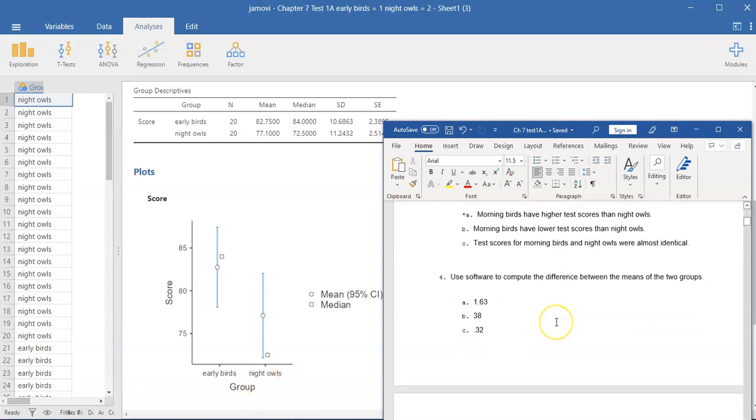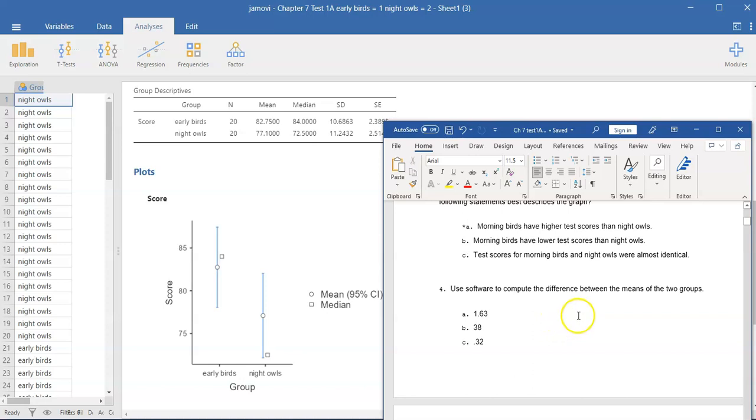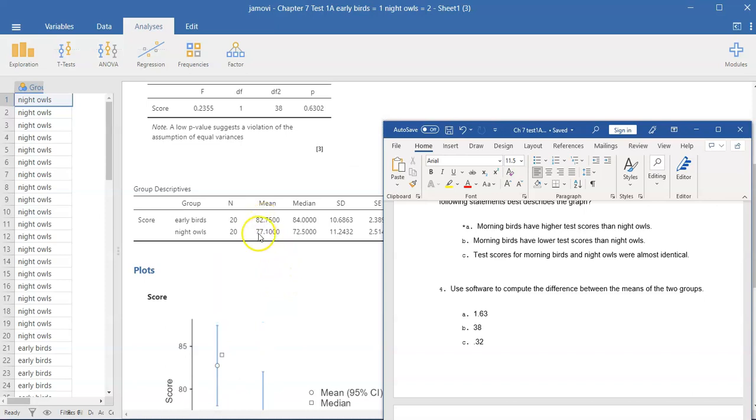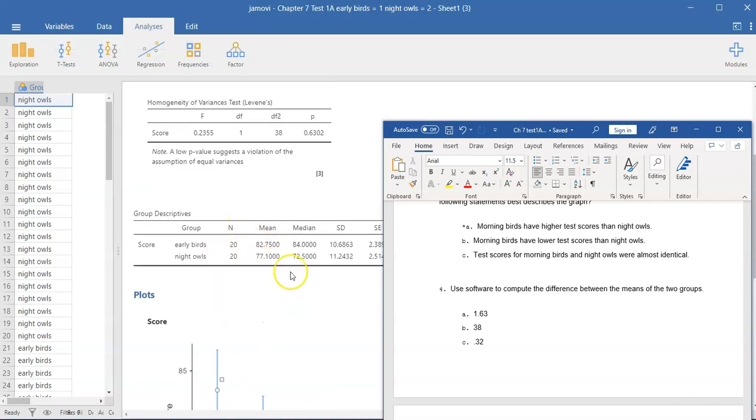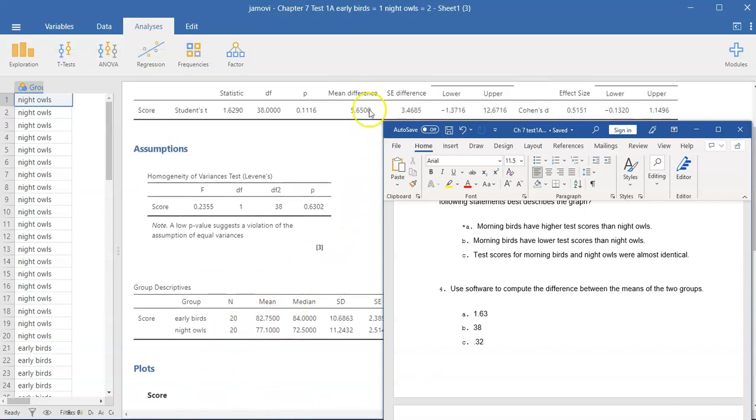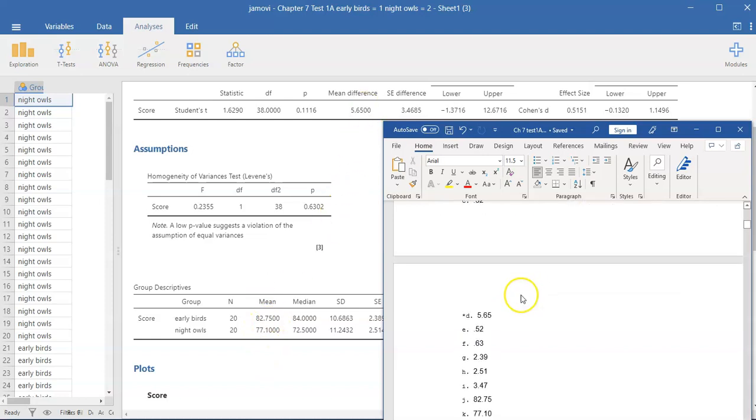Next, you want to use software to find the group mean differences. Well, here are the two means, right? The mean of the early birds and night owls. Well, if you want to find the mean difference, it's right here, right? So if you subtract these two means, that's how far apart they'll be. So there's your answer.